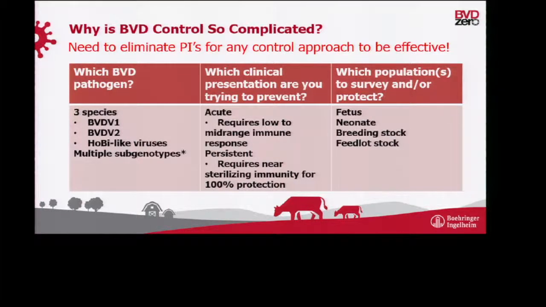On the other hand, if you're trying to prevent persistent infection, that requires a very high level of immune response. And if you want to prevent 100% of persistent infections, then you need near sterilizing immunity. What population are you trying to protect? If you want to protect the fetus, you really have to have protection in the dam.